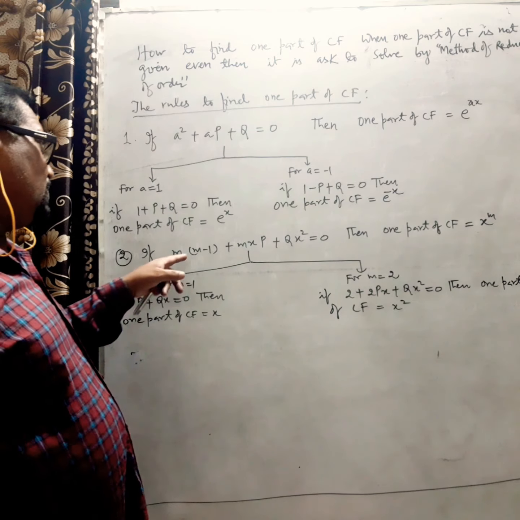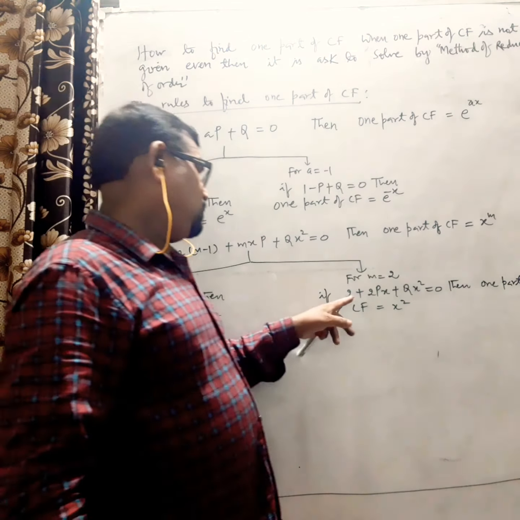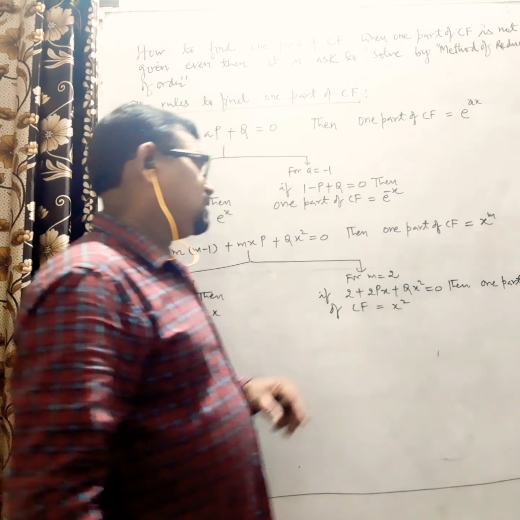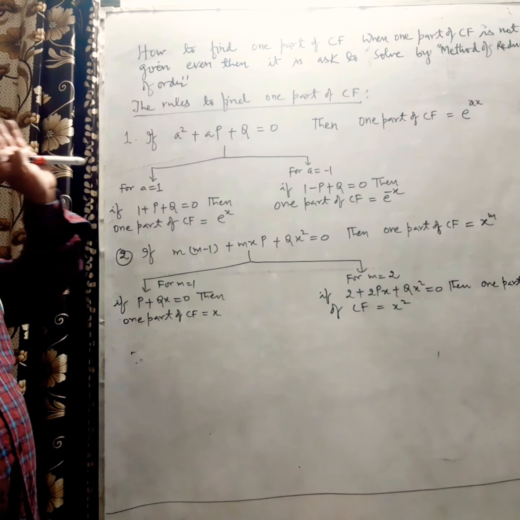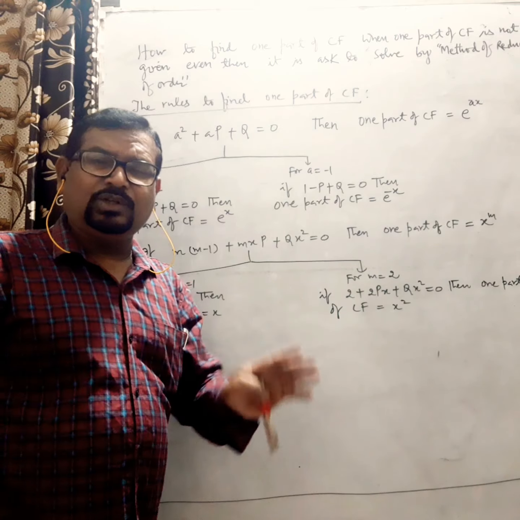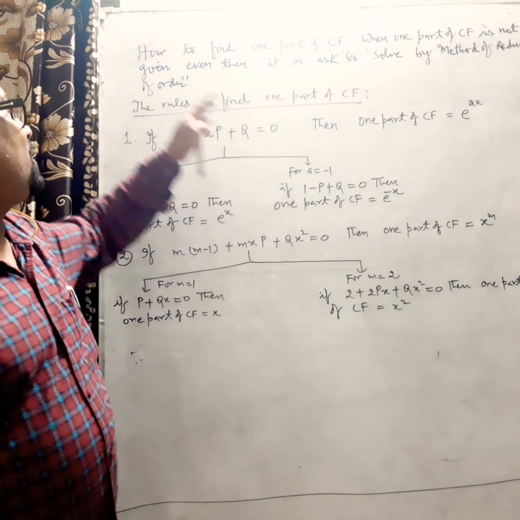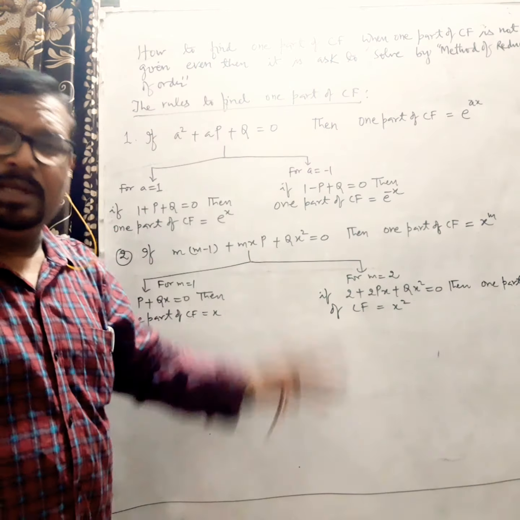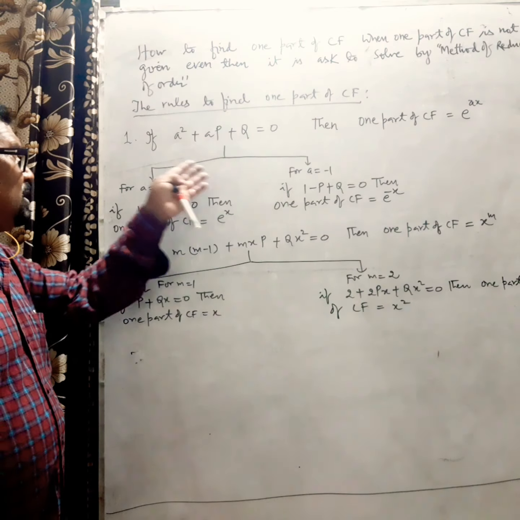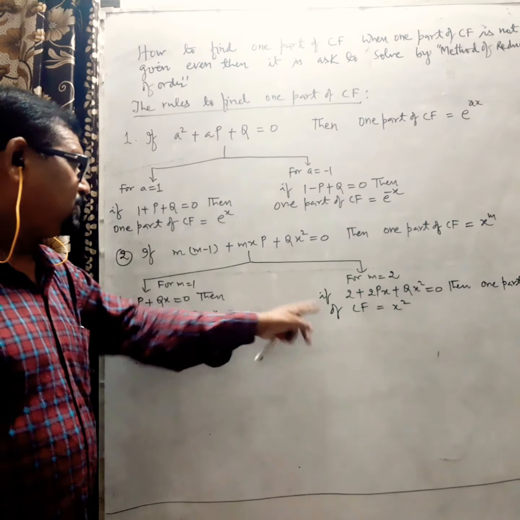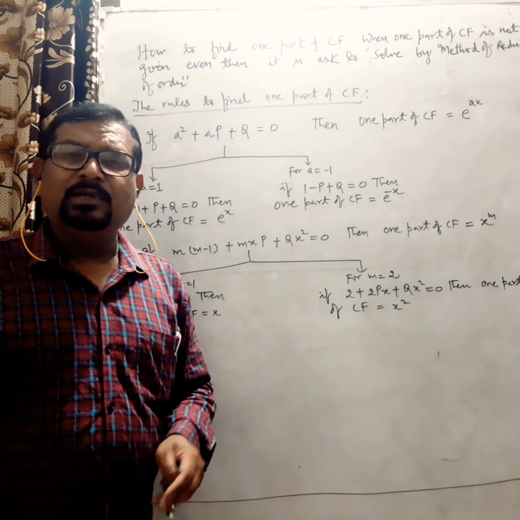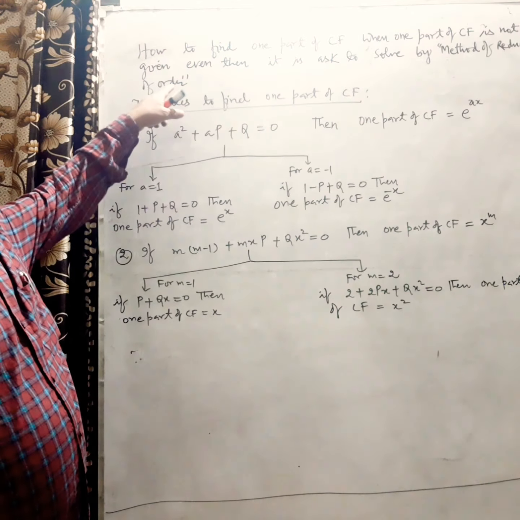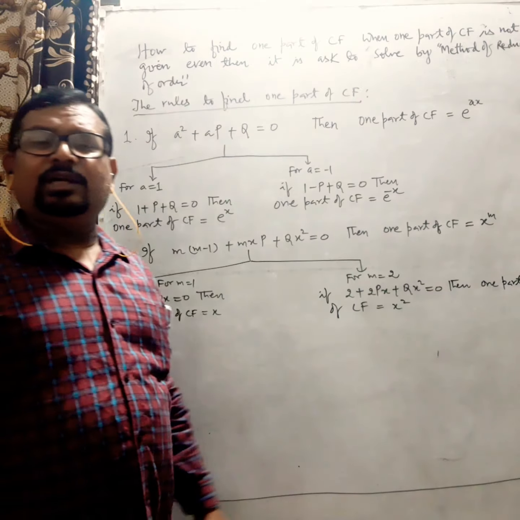And when we take m equals 2 in this equation, if 2 + 2px + qx² = 0, then one part of the complementary function is x square. So whenever you are asked to find the solution of a linear differential equation of second order by the method of reduction of order, and one part of the complementary function is not given, with the help of these six rules you can easily find one part of the complementary function. Then we apply the method of reduction of order and solve the differential equation of second order.